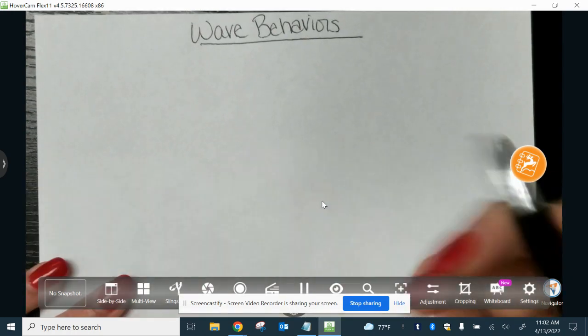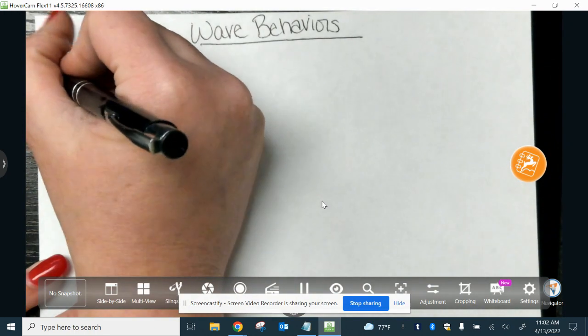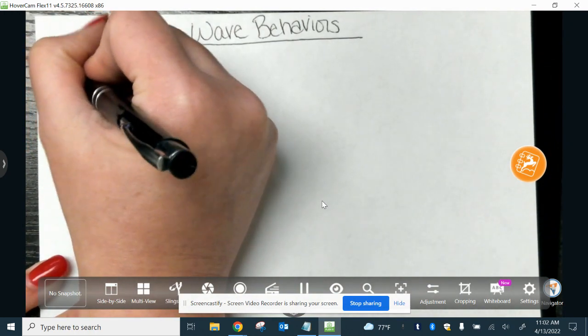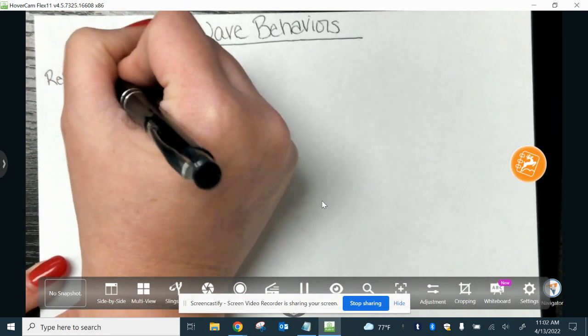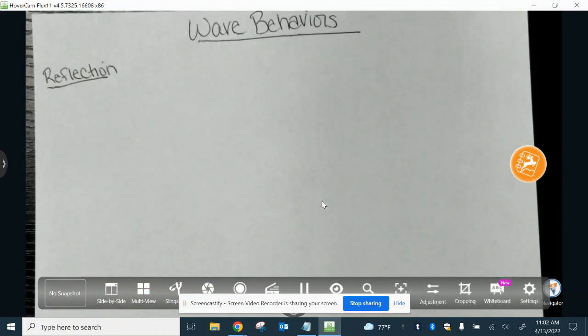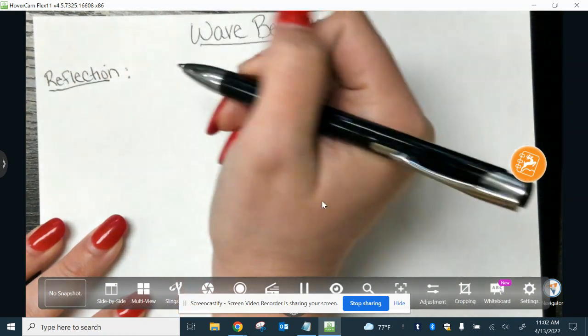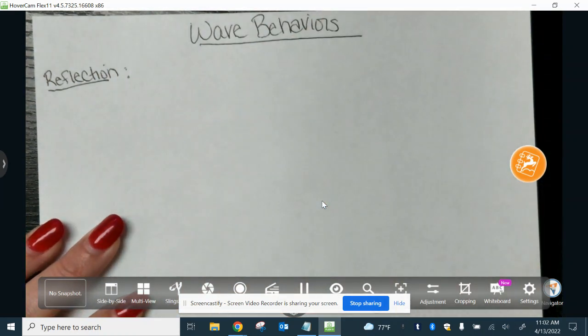So, wave behaviors. The first one: reflection. What is reflection? Bounces back. I mean, it depends on how you write. You should be good, right? I mean, make it work.